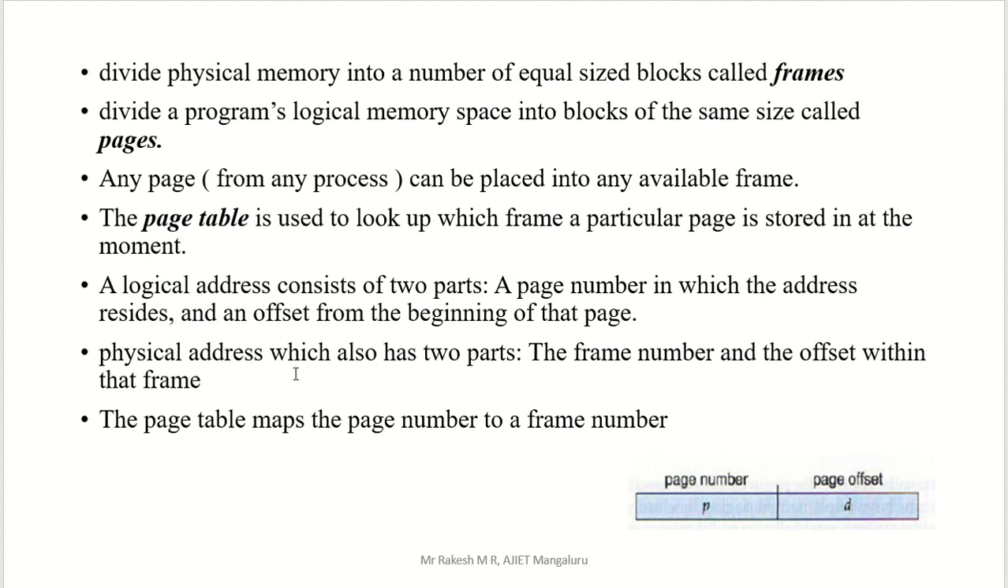In the physical address space also we have two parts: one is the frame number and the other is the frame offset. Anyway, you know the logical address is generated by the CPU, and the physical address is observed in memory. In order to convert logical to physical, we are using a concept called the memory management unit.